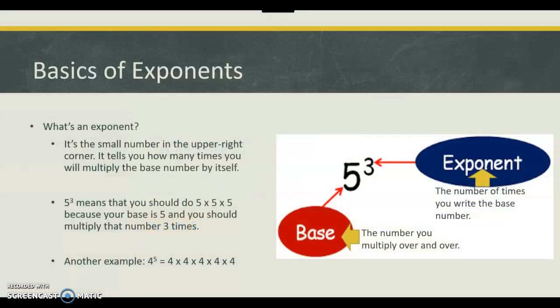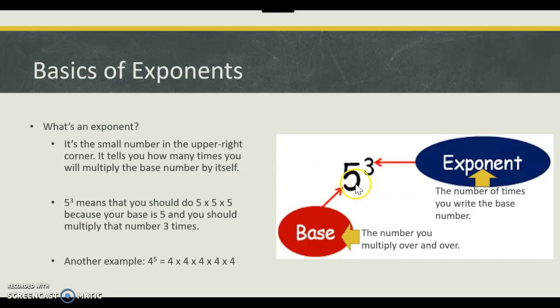Before I get into squaring numbers or square rooting numbers, I wanted to give you a basics of exponents breakdown. So what is an exponent? It's the small number in the upper right corner. It tells you how many times you will multiply the base number by itself.